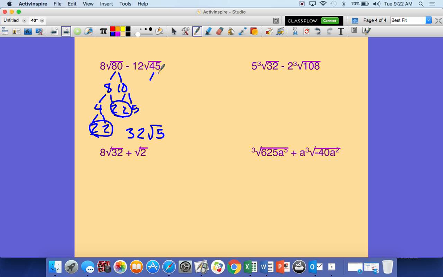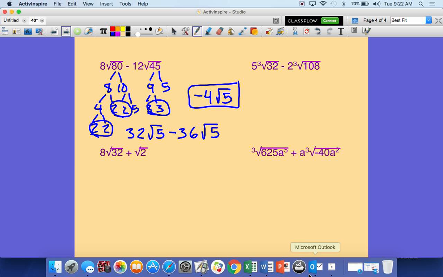Next one, 45, is 9 and 5, and then 3 and 3. There's a pair of 3s, so this 3 can come out with the 12. So we've got minus 36. The 5 goes back underneath. Now these square roots of 5 are the same. These now act like, say it was 32x minus 36x. These square root of 5s act just like your x's. So what we do is we go 32 minus 36 is negative 4 times the square root of 5. We bring that square root of 5 along for the ride there.